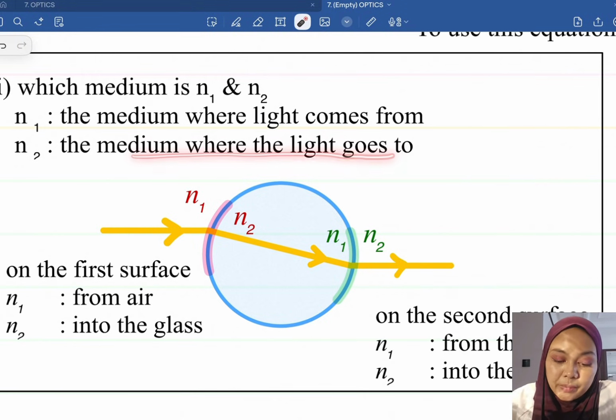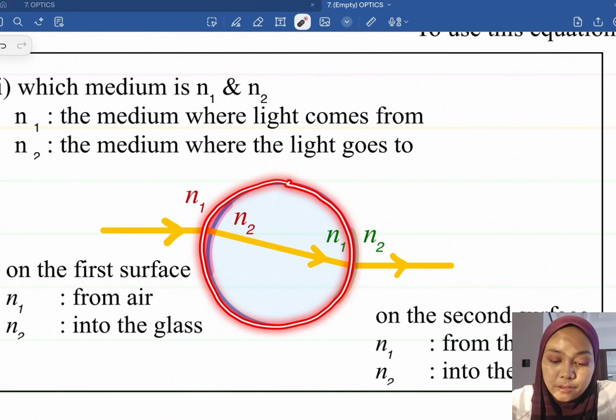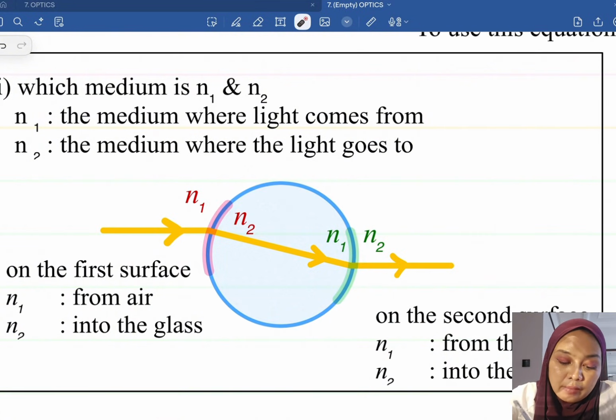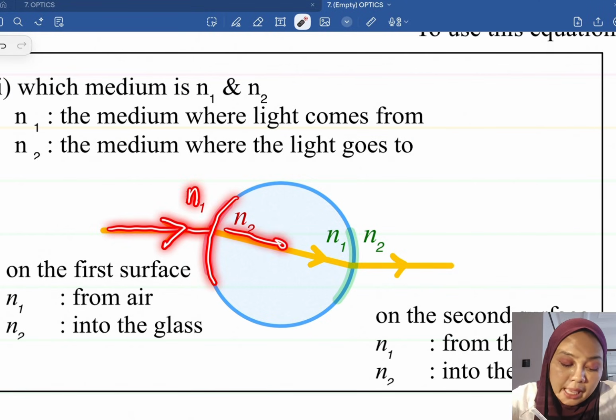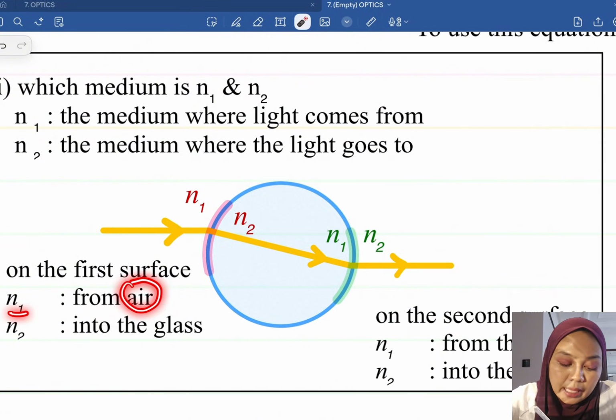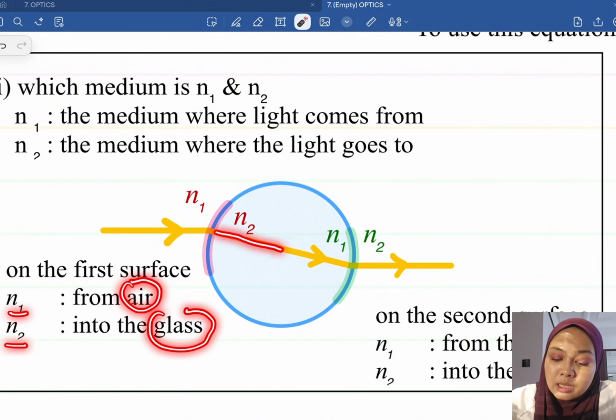For example, we have this sphere. This is a glass sphere. So here we have light rays hitting the first surface. Since the light rays are coming from the air into the glass, n1 is the air and n2 is the glass. Next, the light rays continue hitting the second surface.